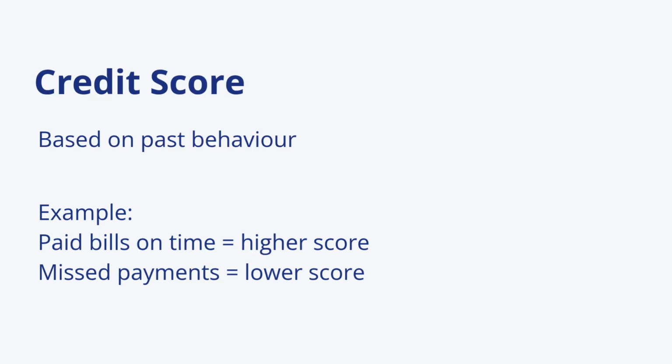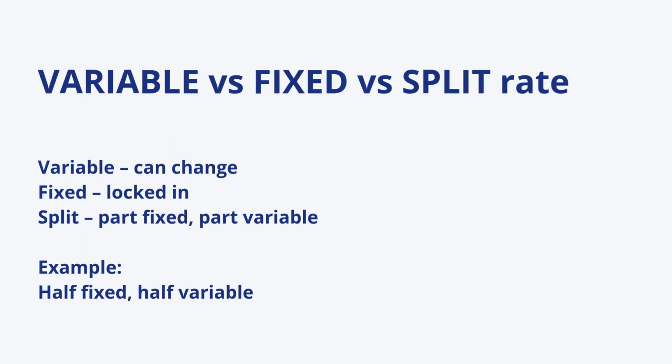A credit score reflects how you have handled credit in the past. Paying bills on time and keeping debts under control improves your score, while missed payments and defaults reduce it. A variable rate can move up or down. A fixed rate stays the same for a set period. A split loan combines both, such as fixing half the loan and keeping half variable.